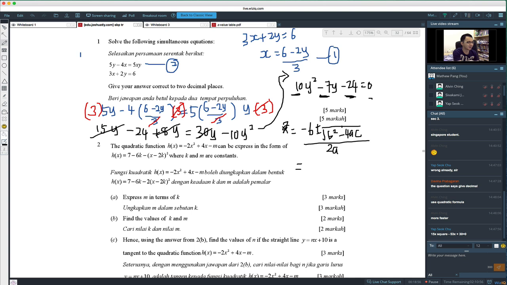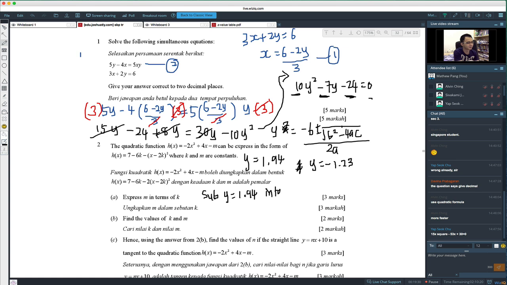In terms of y, you have two y values. The first y value to 2 decimal places will be 1.94, and the second y value will be -1.24. Then you substitute into the x equation and you can get the x value. So you need to substitute these two into the x equation. I would say substitute y equals 1.94 into equation 1.